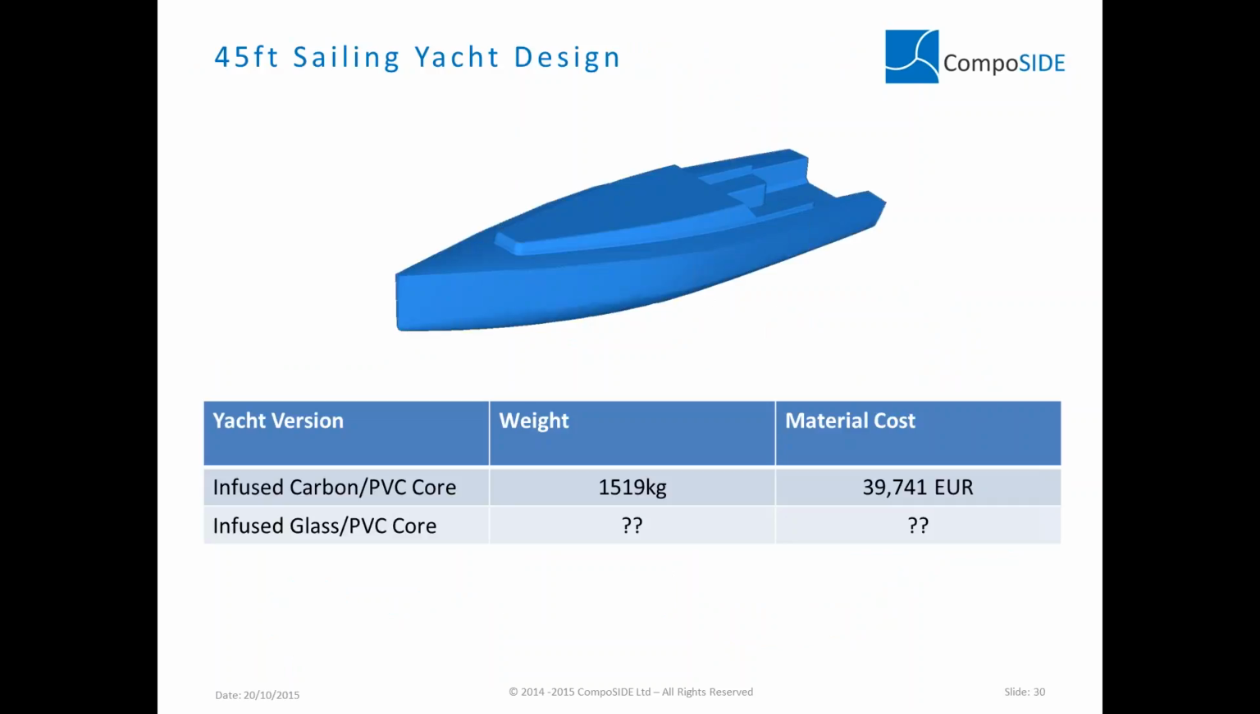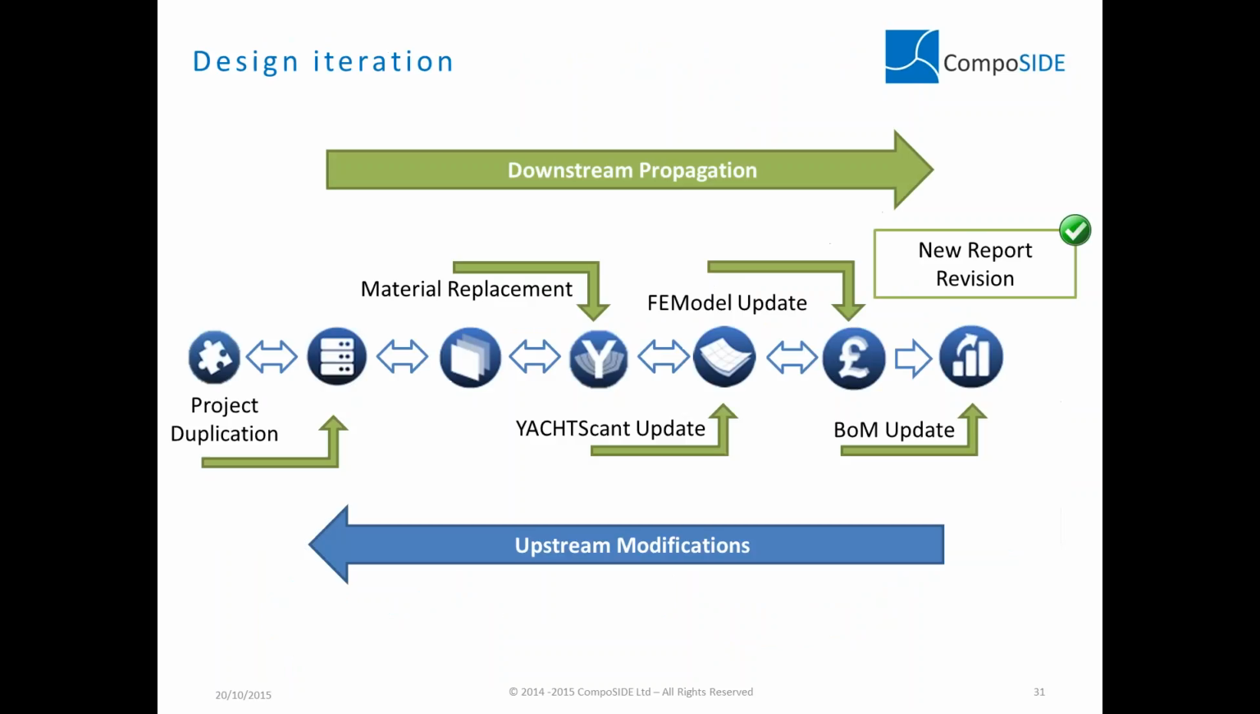So you can see here the weight and cost for the carbon yacht. I can then use CompoSIDE to duplicate the project and then replace the material and then update the yacht scantling, update the FE models, update the BOM, and then check that it all makes sense. And then create a new report revision. Very quickly, just generating a BOM and a yacht scantling report from this.